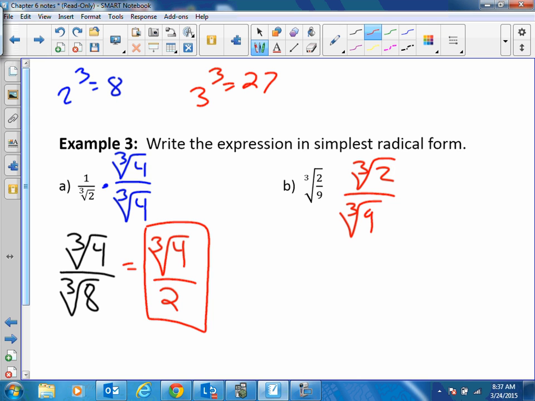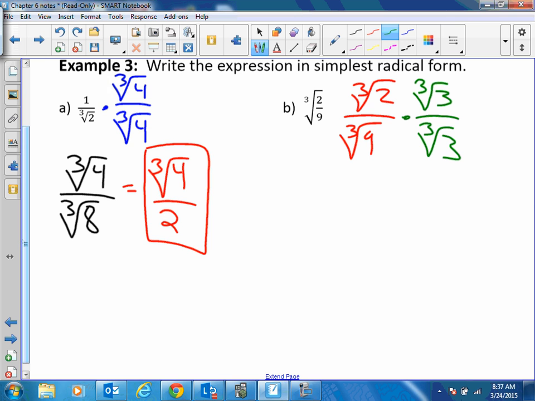So what am I going to multiply 9 by to get 27? I'm going to multiply it by 3. So I have to multiply the top and the bottom by the cube root of 3. When I multiply the top by the cube root of 3, cube root of 2 times cube root of 3 is cube root of 6 over cube root of 27. 9 times 3 is 27.